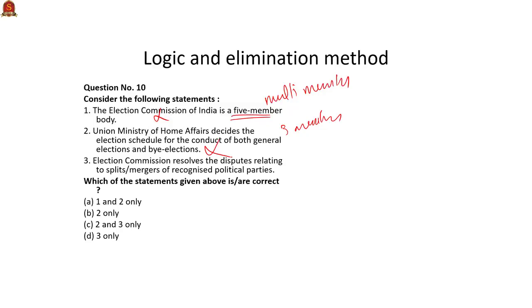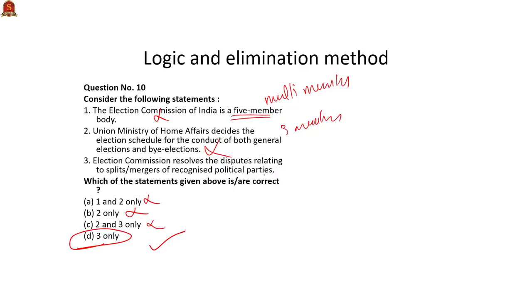So by logic, the second statement will definitely not come, because if the Home Ministry is deciding the election, they will conduct the election favorably to the ruling party. So the election date should be decided by the Election Commission only. The second statement is completely wrong. If you know that alone, it is simple. The first statement won't come, the second statement won't come, and this will also not come. So you are arriving at the answer that option D is the right answer.